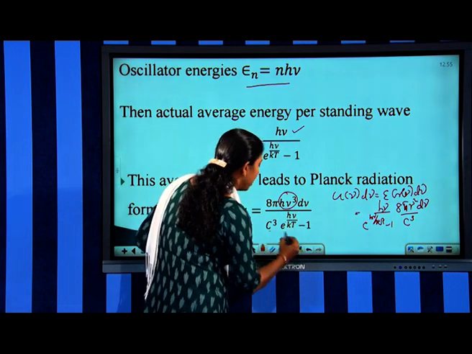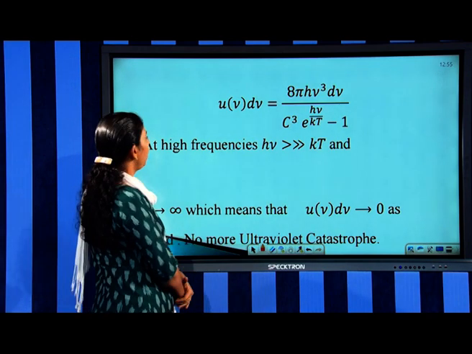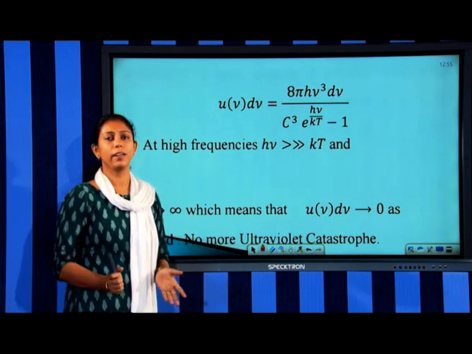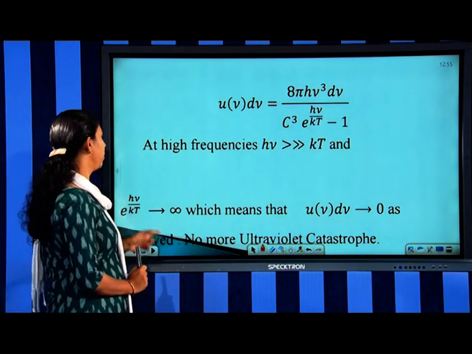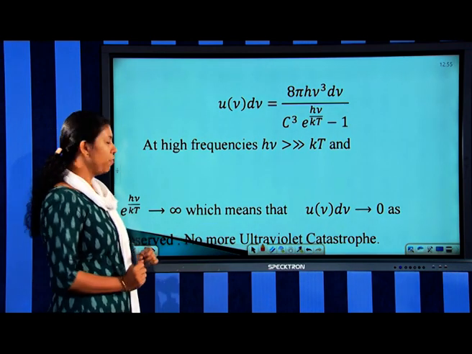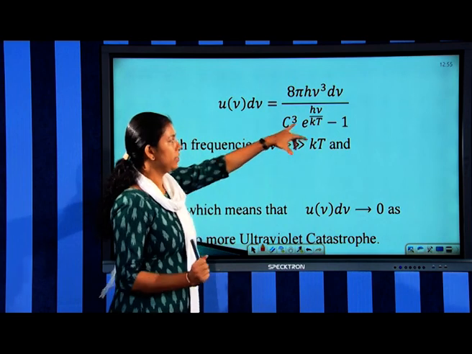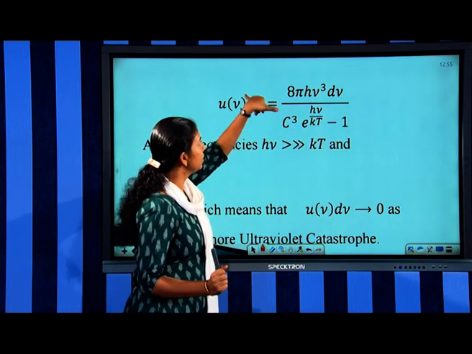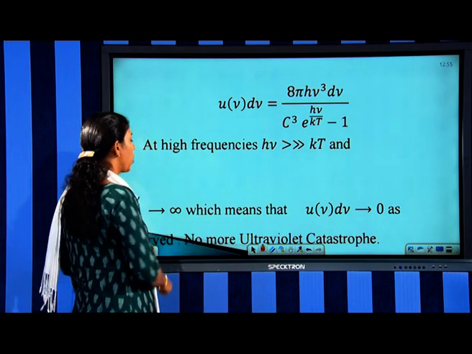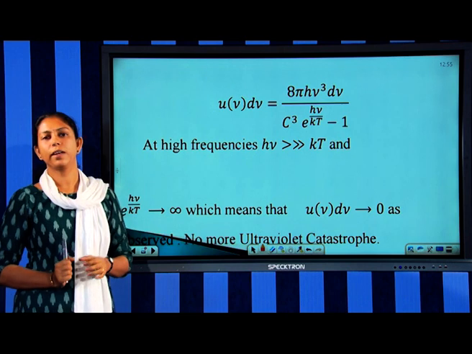At high frequencies, when h nu is very much greater than kT, the expression e raised to h nu by kT tends to infinity, which means that u of nu d nu tends to 0. That is, as this tends to infinity, this becomes 0. So, it is as observed. So, there will not be any ultraviolet catastrophe.